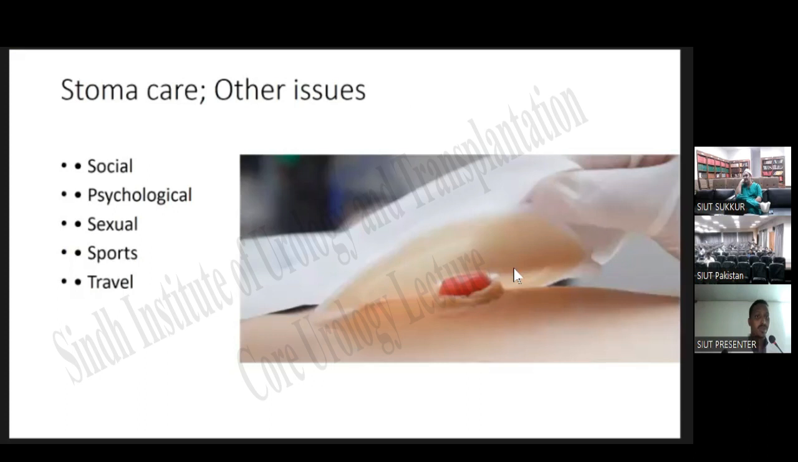We also have other stoma issues, which are social, psychological, sexual, sport and travel. So we have to tell the patient in detail and counsel them in detail. So we are talking about them one by one. Can a patient who has a stoma be socialized? What will you offer them?